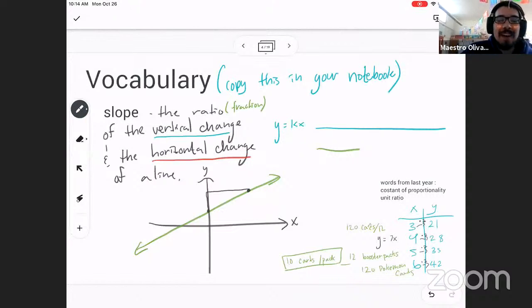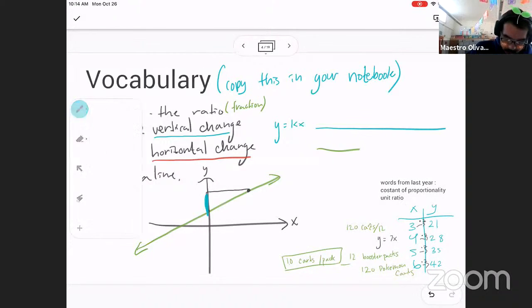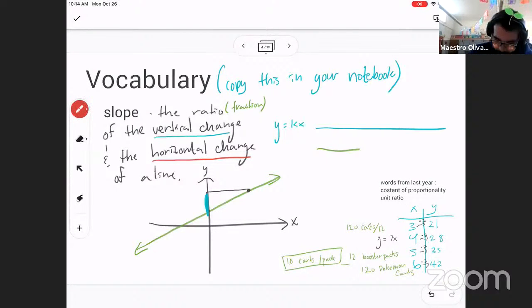Okay. So we have our line, and I drew this little triangle because it'll help us identify how much it's going up and how much it's changing. So the vertical change is this distance here, and the horizontal change is going left to right. These have numbers associated with them. Let's just say this distance was 2 and this distance was 1.